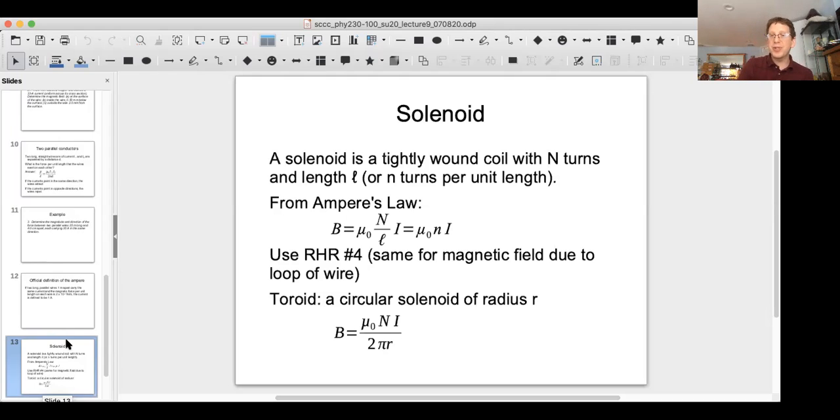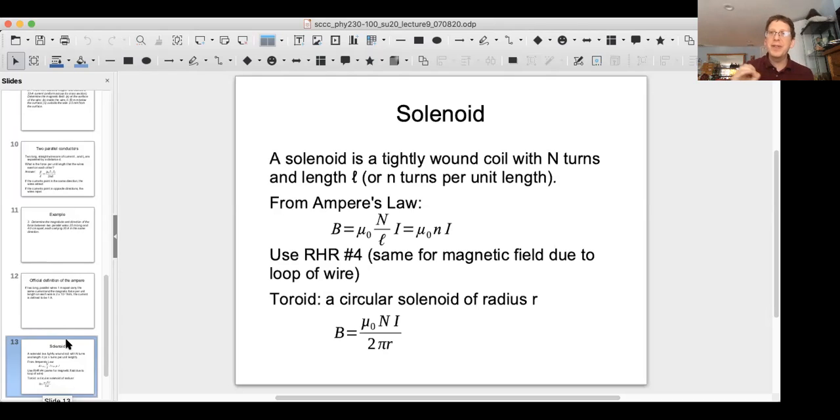And that's a circular solenoid of radius r. You can think of it as a donut. So you have empty space in the middle. And the magnetic field in the toroid, if you're a distance r away from the center of curvature, is equal to mu naught times capital N times I divided by 2 pi r.